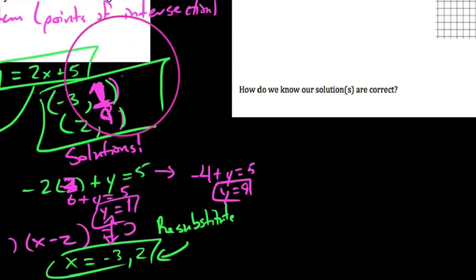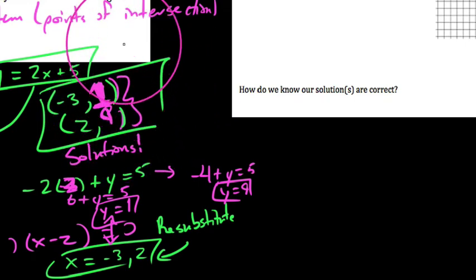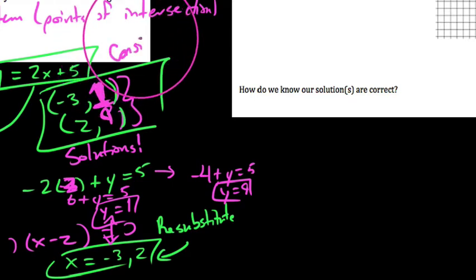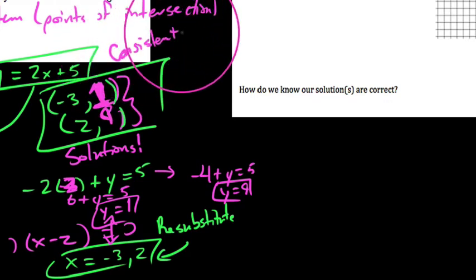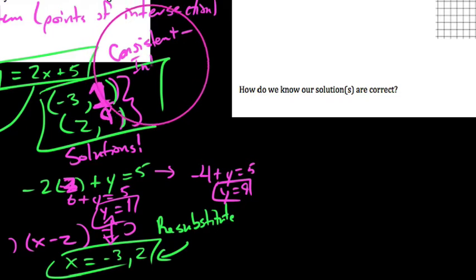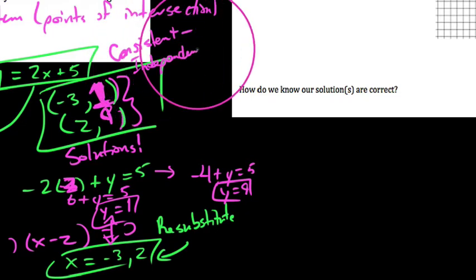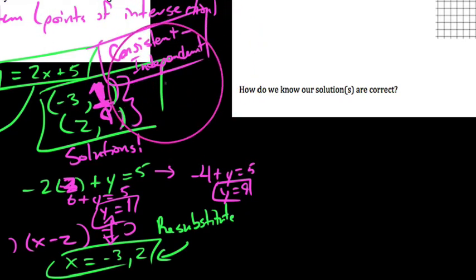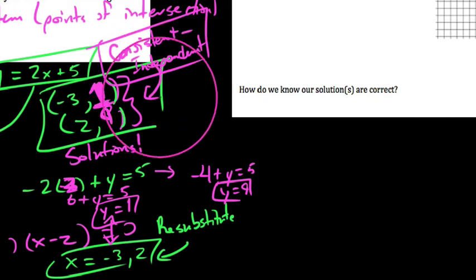So we have two solutions. So we say that this is a system that is consistent. A consistent system. You've got solutions, and these are independent graphs because they do not have infinitely many solutions, essentially. Okay, so this is our set of solutions right here.